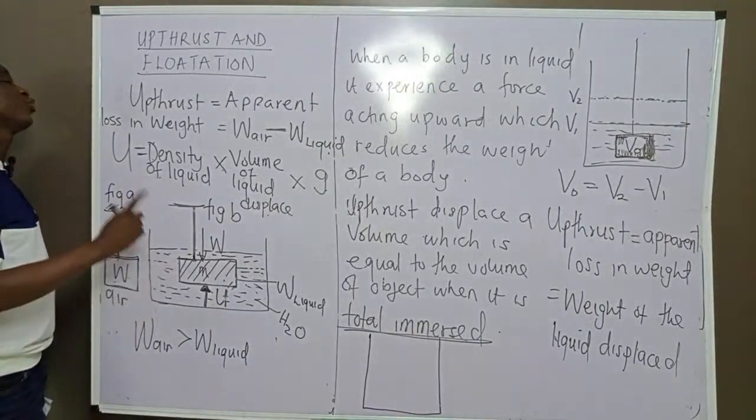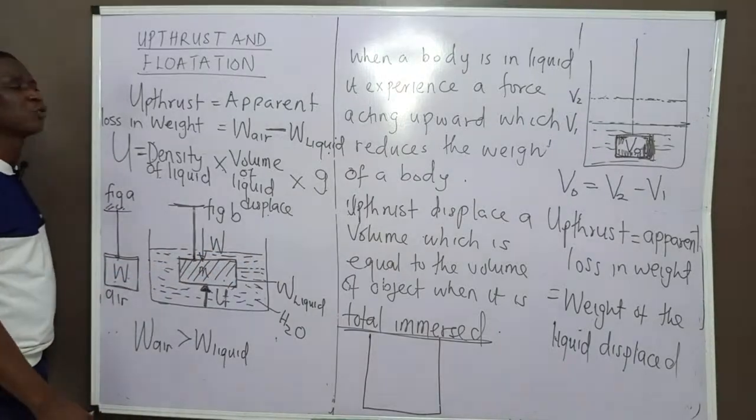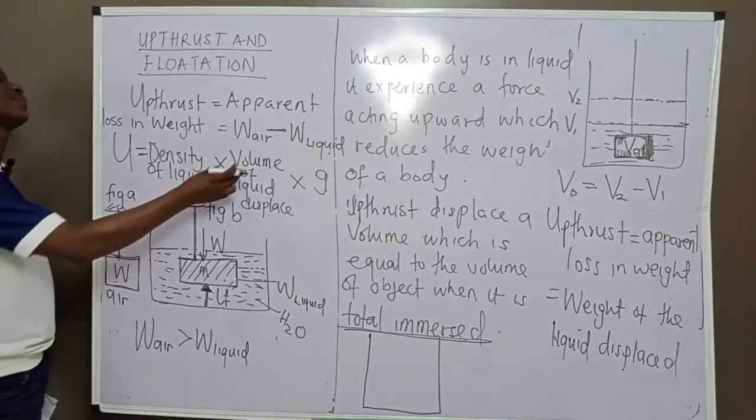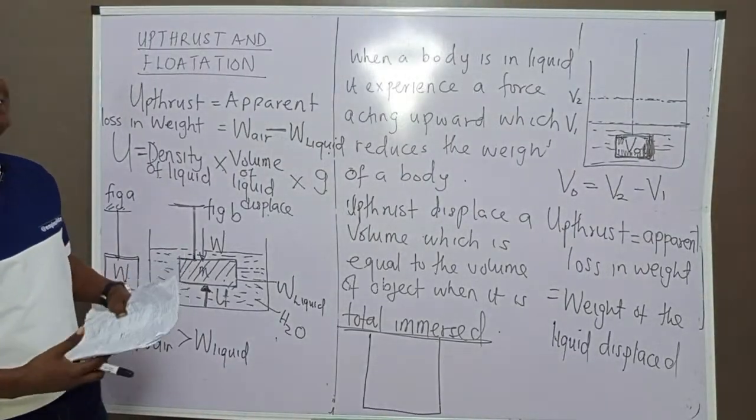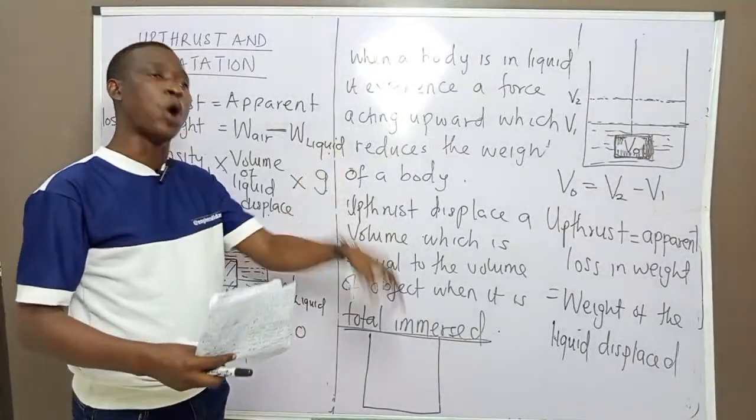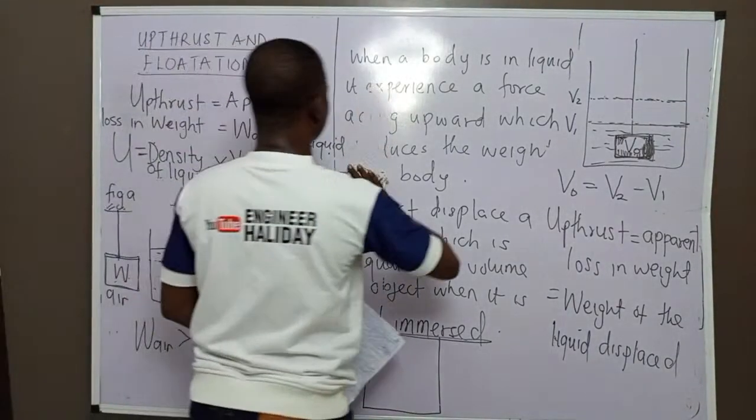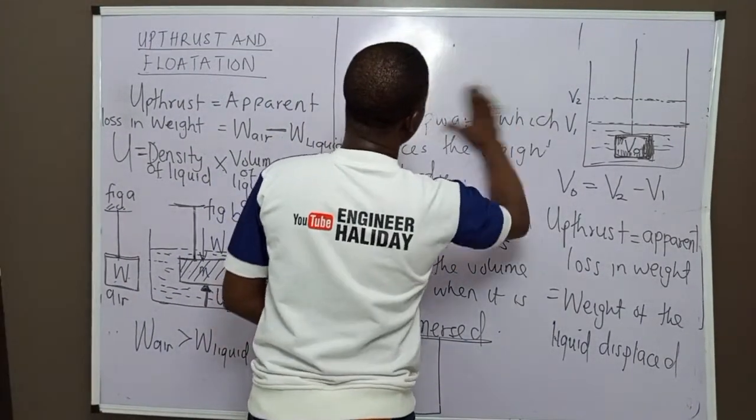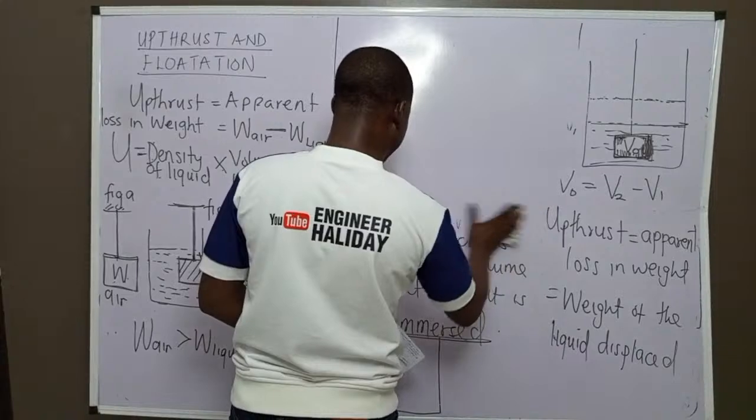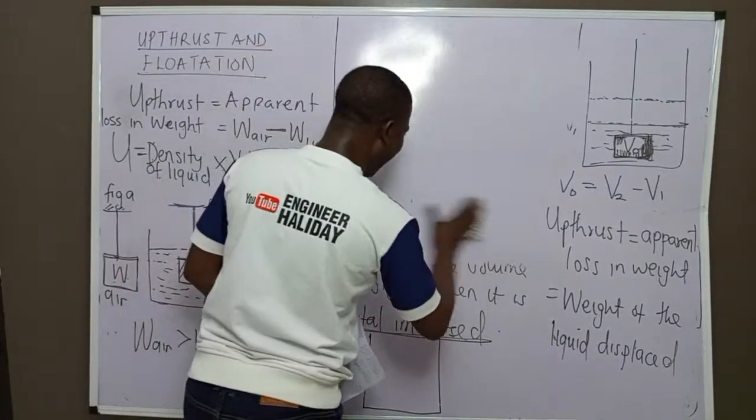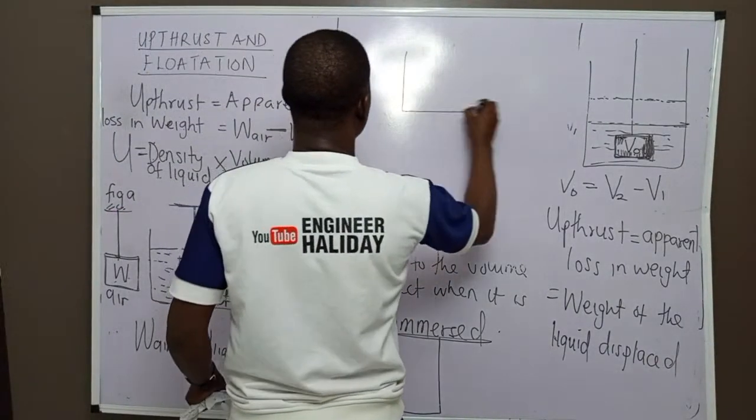Now, the problem students always have is the language volume of liquid displaced, which I want to explain. The volume of liquid displaced is the part of the body in water or in that liquid. Now listen and listen so good. The volume of liquid displaced is the part of the body that enters the liquid.